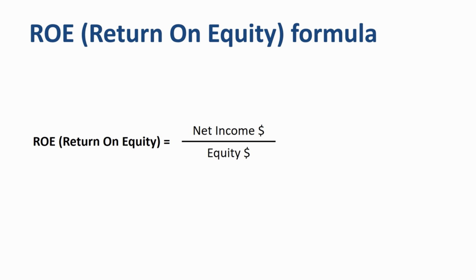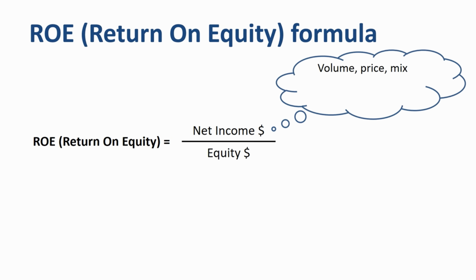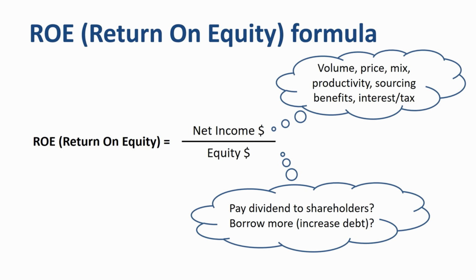Third is return on equity, which is ROE. Now, ROE measures the return a company generates for its shareholders. It is calculated by dividing the company's net income by its total shareholder equity. A higher ROE indicates that the company is generating a good return for its investors. It is also an indication of an efficient management.